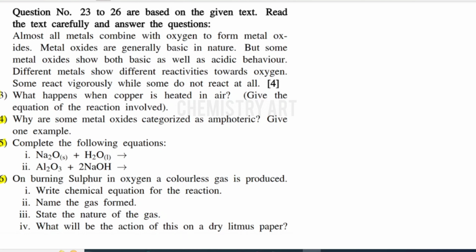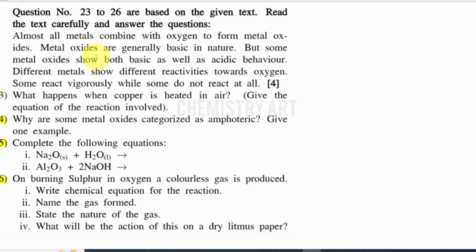So what is question number 23? See, question number 23 is: what happens when copper is heated in air? And in brackets, give the equation of the reaction involved. So first of all, you must know that it is not necessary or compulsory that all the answers will be given in the given text.